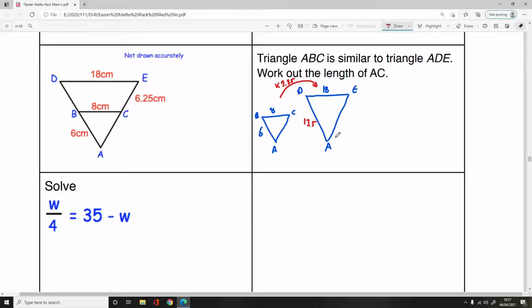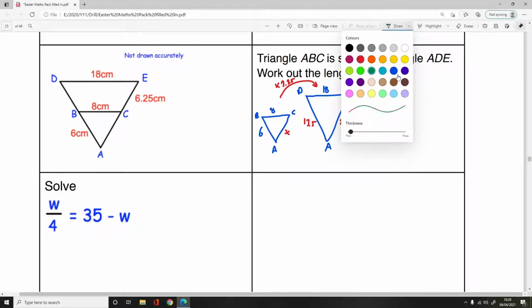But the question is that we want to find the length of AC. We want to find this x here. Okay. And what do we know about it? Well, we know that this length here, AE, is x plus 6.25. Okay? And we also know that if we multiply x by 2.25, i.e. the scale factor, this is what we get.